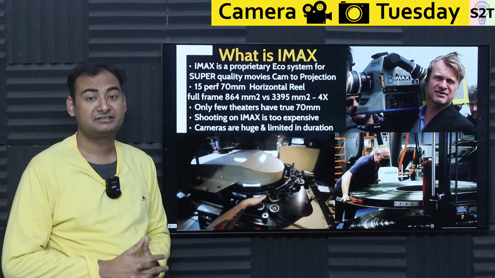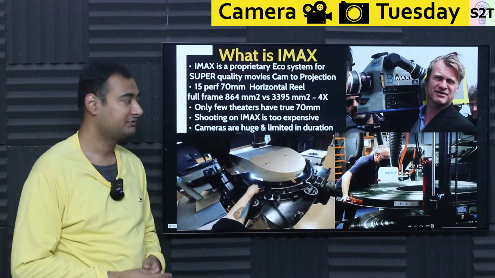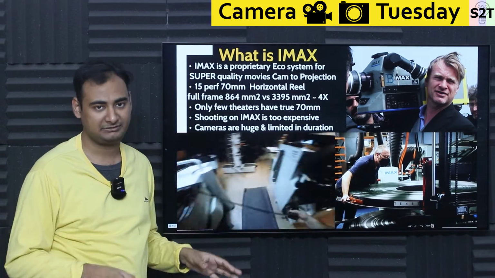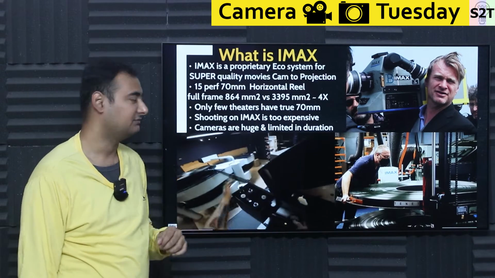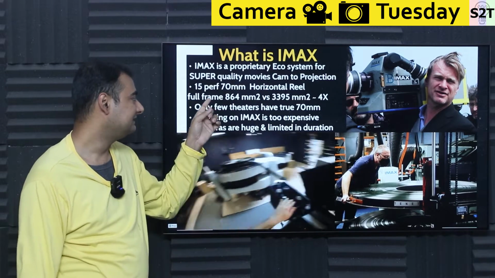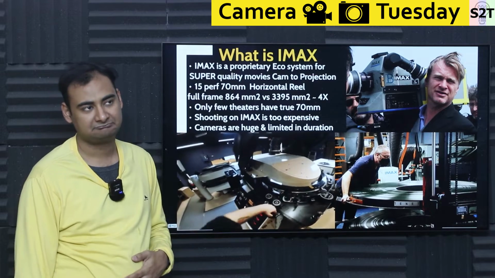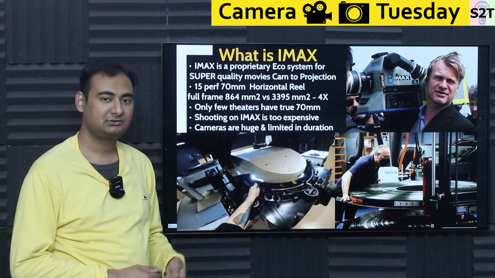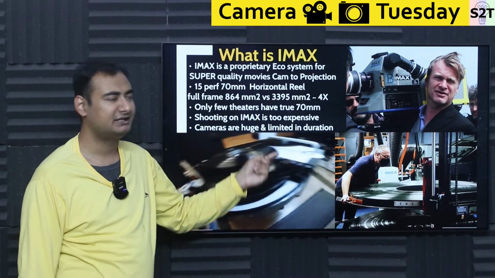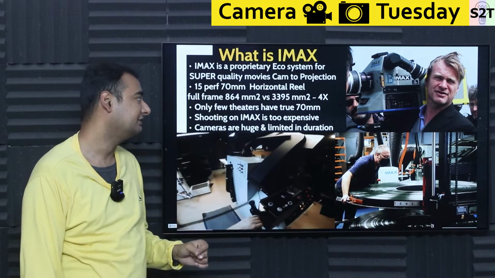So let's understand the surface area. Why does that 70 mm matter? Let's take a normal full frame mirrorless camera. What kind of surface area are we talking about? How much area is there for the sensor to capture? That is 864 millimeter square. Good boy, that's some significant surface area. Compared to this puppy, which has 3395, almost 3400 millimeter square.